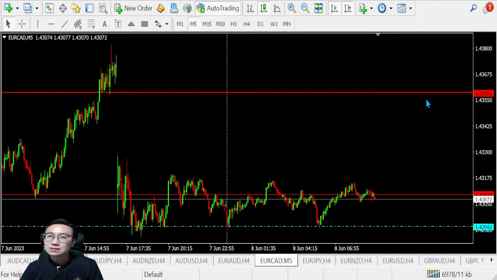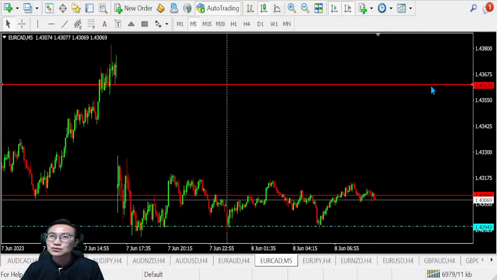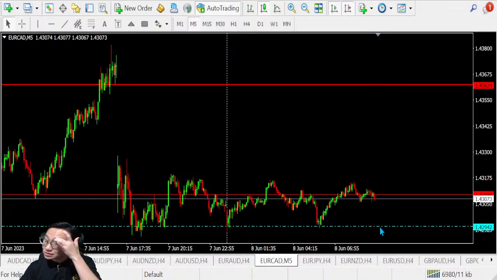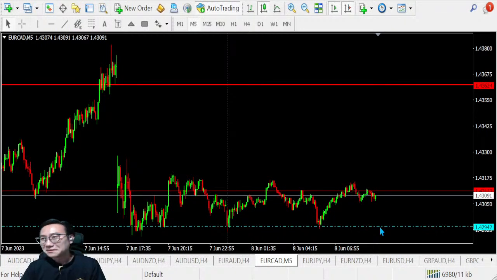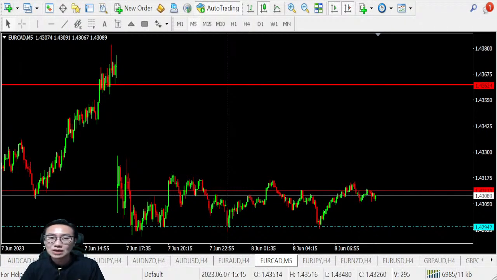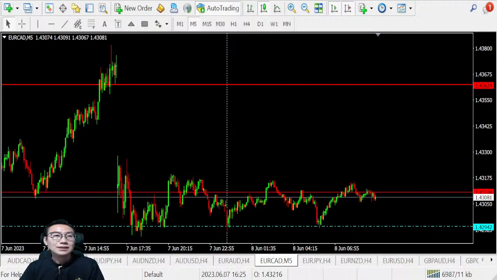So in that case, it's not really fantastic for us to go into this as a selling now, because the selling is to look out for the support. But looking at the support over here, it's only about 13 pips. So to me, it's a bit tight. The space is a bit tight. So I prefer not to take the risk. All right, so that's for the Euro CAD.